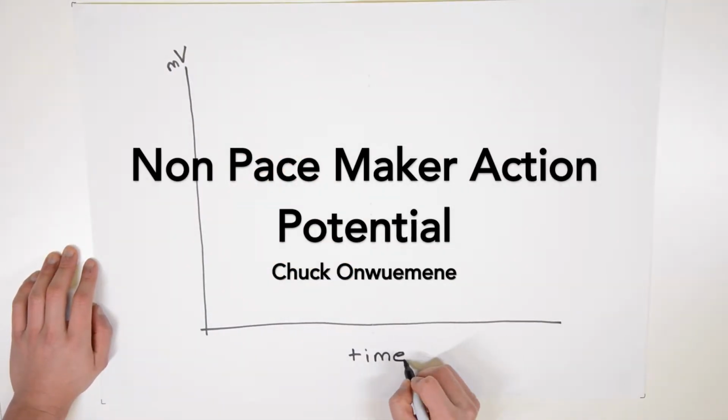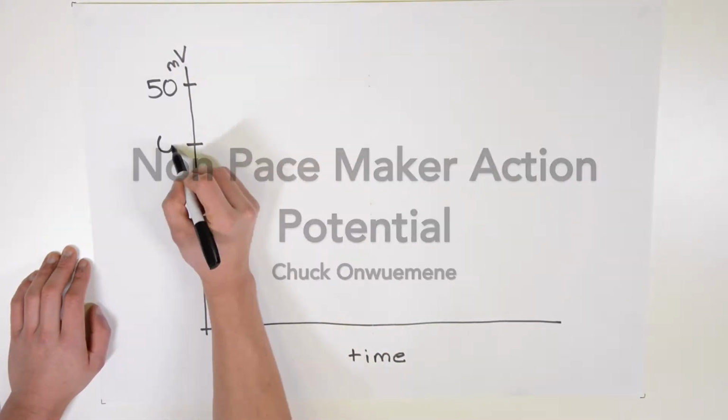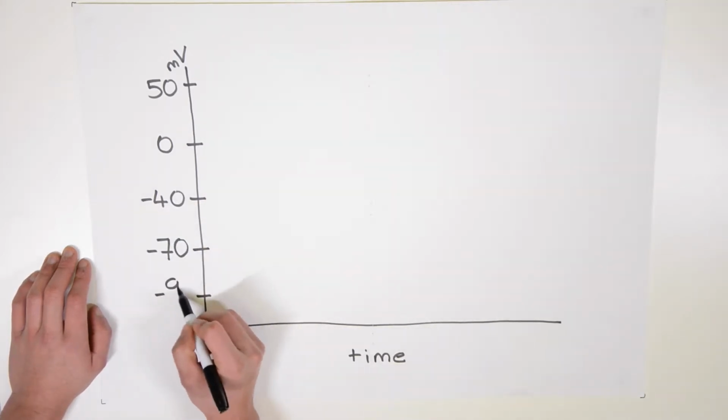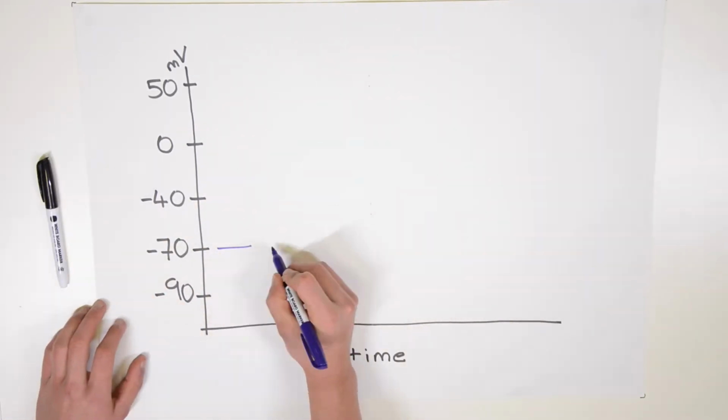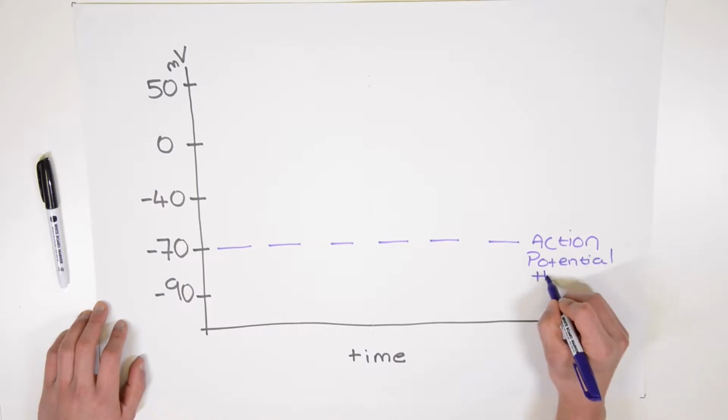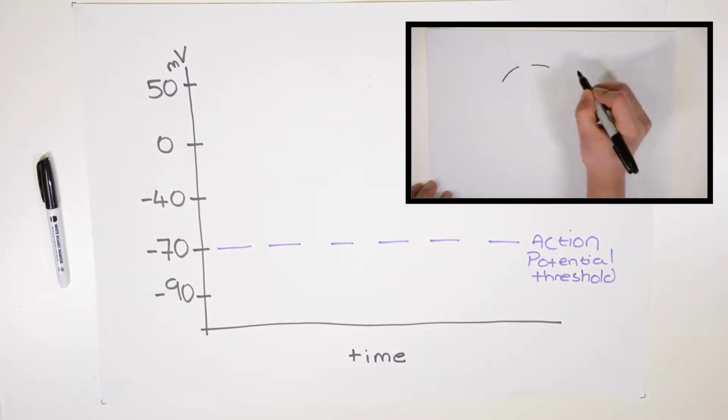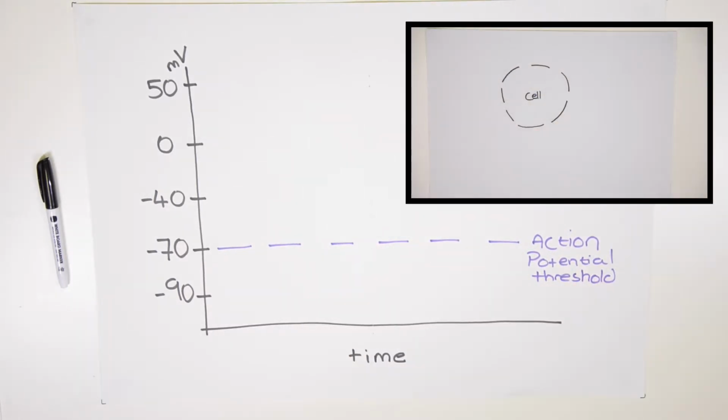This video will be explaining the action potential of non-pacemaker cardiac cells. These are the contractile tissue of the atria and the ventricles. We start by looking at the cell at rest. This is phase 4 of the action potential.